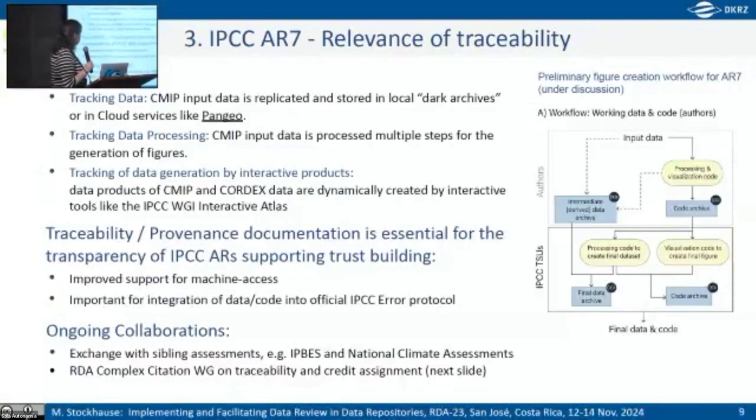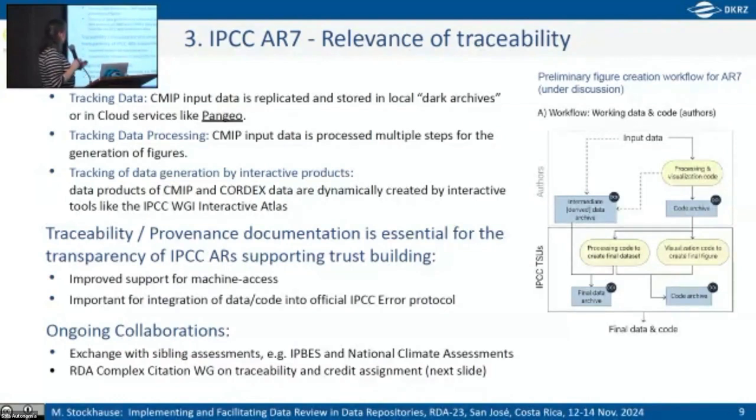So having the traceability captured is really important, and the challenges are right from the start. We have data which is replicated to local repositories, which we call dark archives, so there's no control over the versions which might be used. We have cloud services like Pangeo.